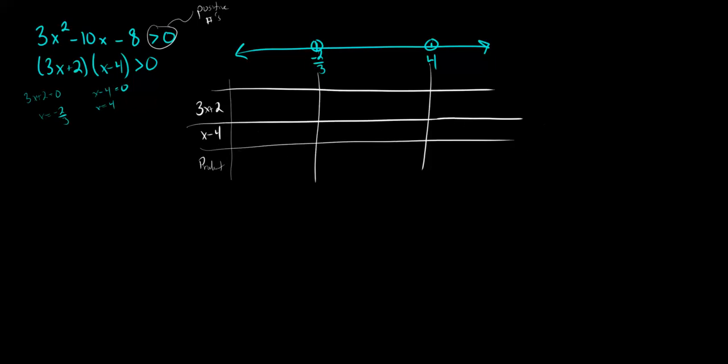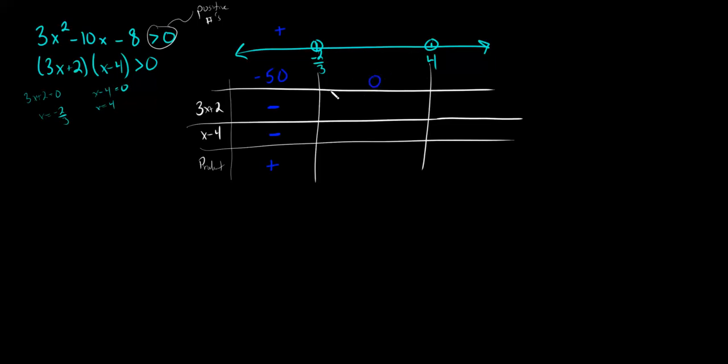If I think about this, I want to test out any number that's less than negative 2/3. Let me test out like negative 50. Negative 50 would definitely be in this interval here. If I plug in negative 50, I'm going to have 3 times negative 50 plus 2, that's definitely going to get us a negative number. And negative 50 minus 4, that's definitely going to be a negative number. Remember these are multiplying here, and negative times a negative is a positive, so this interval here is positive.